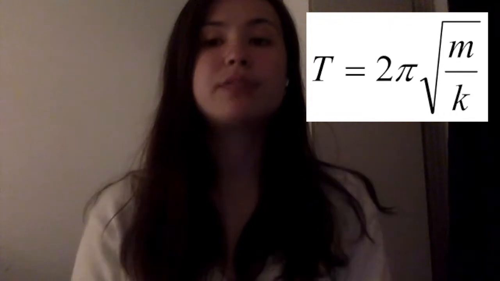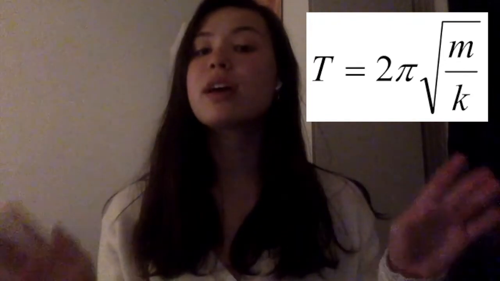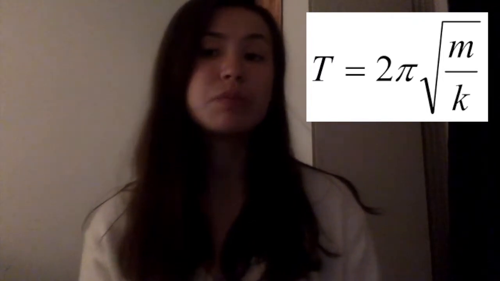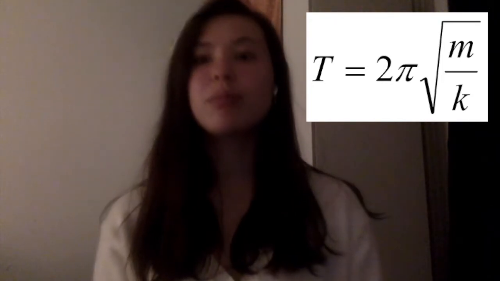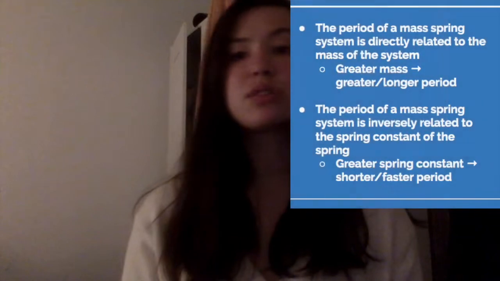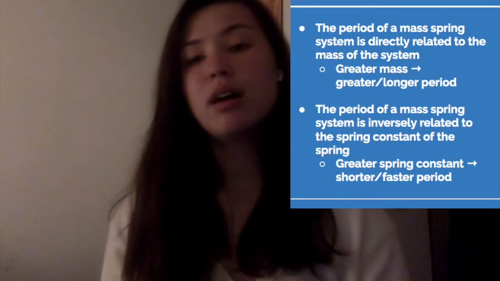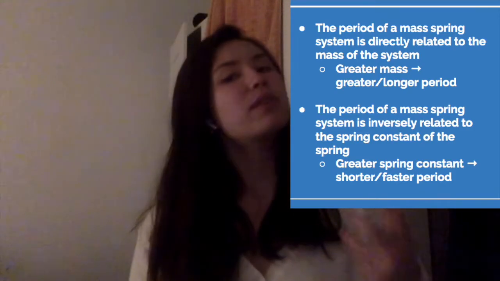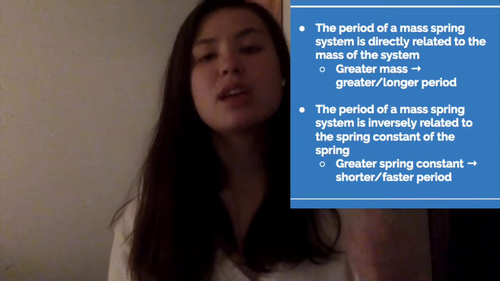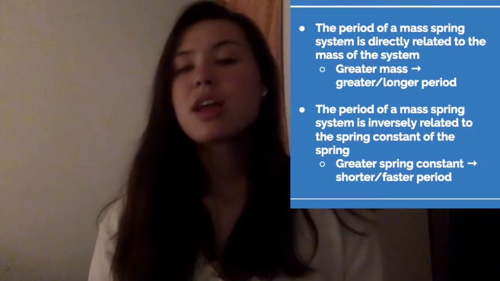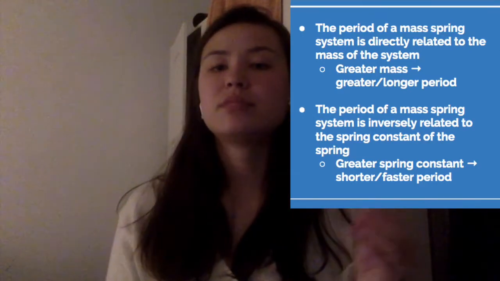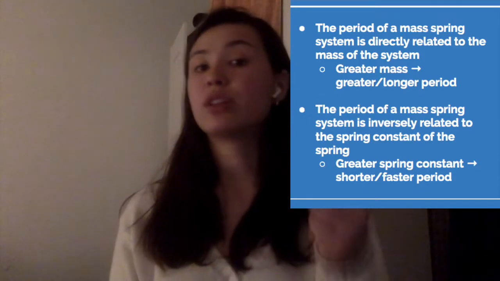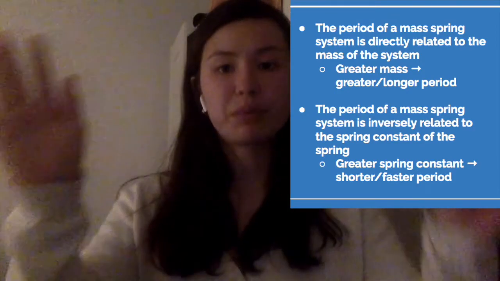And then remember that we have a totally different equation that we use to calculate the period of a mass spring system. So that equation is going to be T equals 2 pi times the square root of m over k. So here the period is directly related to the mass of the system and inversely related to the spring constant, right? So if we have a stiffer spring or a higher spring constant, we're going to have a faster period. If we have less mass, we're going to have a faster period. If we have more mass, we're going to have a longer or slower period, a greater period.